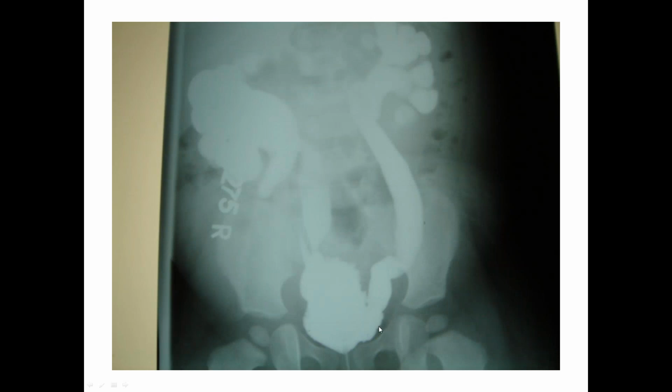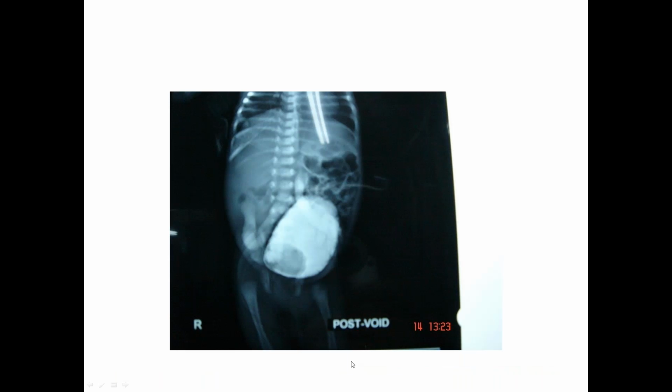Now, this is the MCU of a 2-year-old girl who presented to us with recurrent episodes of UTI. And when we did the MCUG, we found that the bladder is very bad. It is heavily trabeculated, and you can see that both the ureters are grossly dilated with the dilated pelvis and dilated kidney. So, this is a case of secondary vesicoureteric reflux where there is a neurogenic bladder.